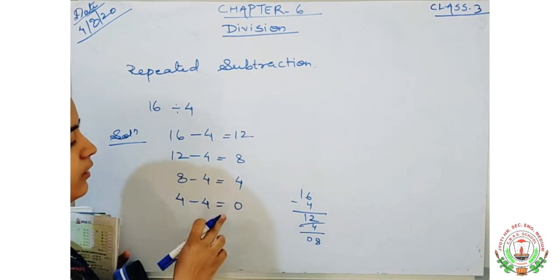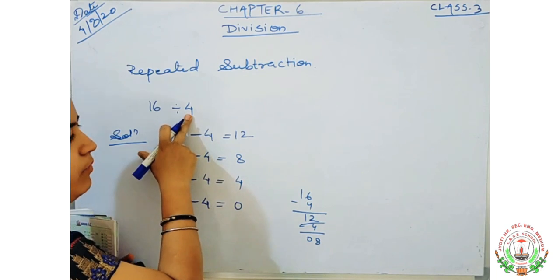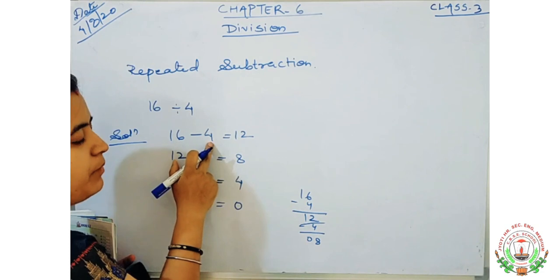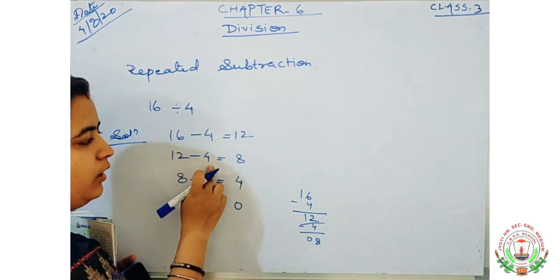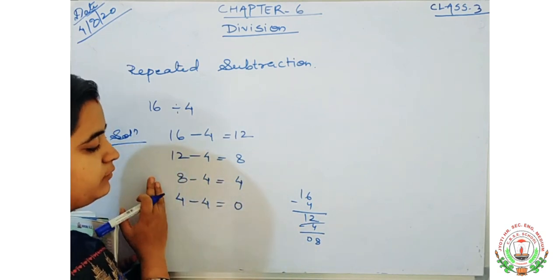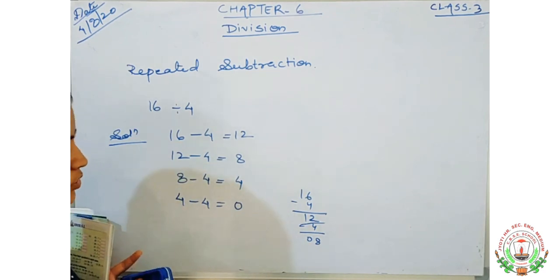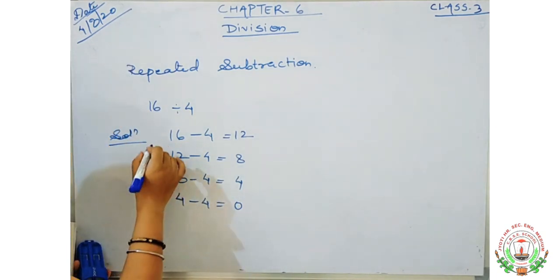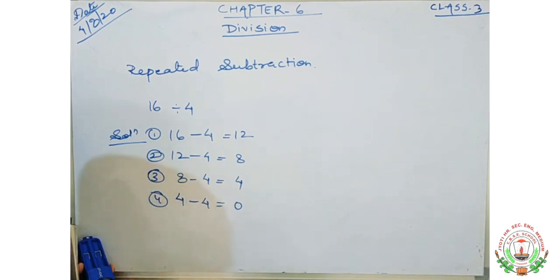So till you get 0, you have to keep subtracting the number. First we subtract 4 and get 12. We take 12 and subtract 4 again. This process continues until we get 0 here. Now we will find the quotient. How many times did we subtract to get 0? 1, 2, 3, 4. So the answer will be 4 times.